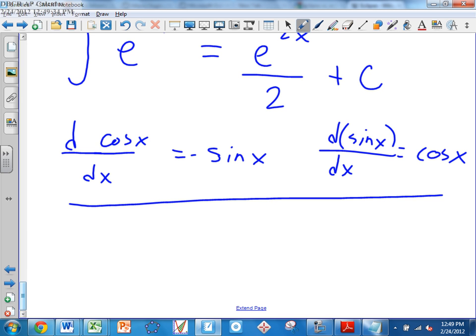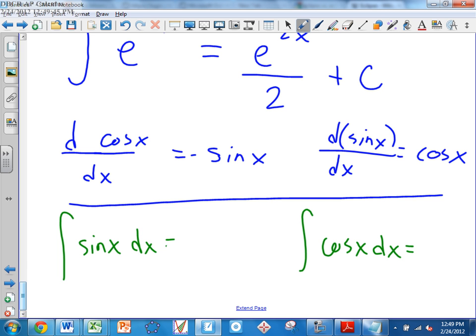So, if I ask you, what is the integral of cosine of x dx? And what is the integral of sine of x dx? What's going to happen, guys? If we took the derivative of sine to get cosine, that means that if we integrate cosine, don't we get back to sine? Yes, sir. So this is just sine of x. And what is this going to become, though? Negative cos. Very good.